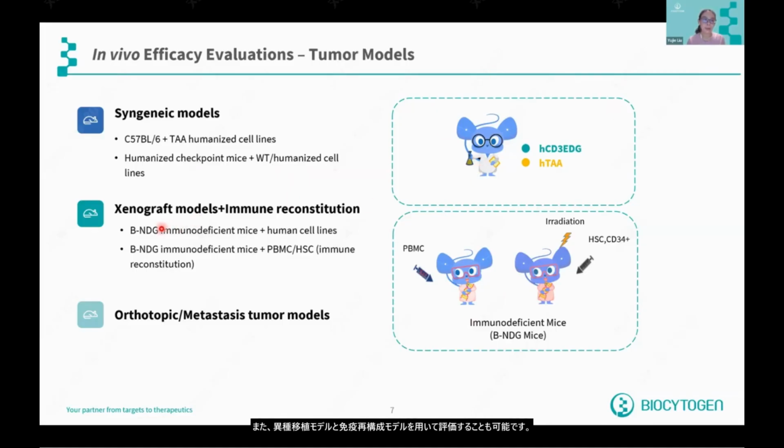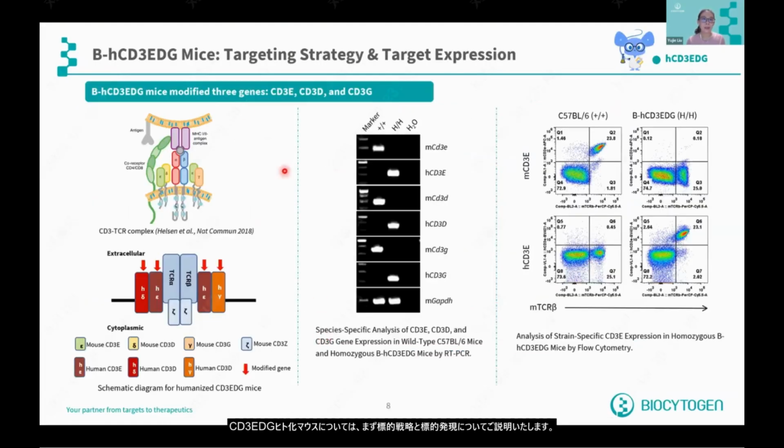And we can also use xenograft models plus immune reconstitution models for the evaluation. And if you want to take a challenge, we can also try to use orthotopic and metastatic tumor models for more indication development.